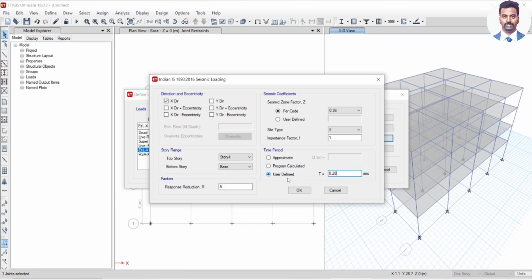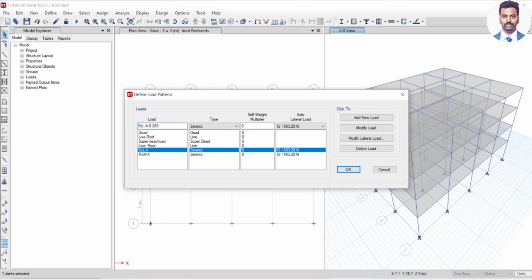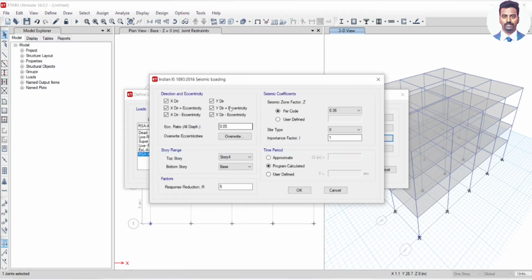If it has been program calculated, it will take the IS 1893 2016 guideline and solve. So that answer will be different. Let us provide 0.28 second. So code in x direction for 0.28 second. So we are using 0.28 second as the natural period. Response spectrum analysis. Here also you can modify. For this you are applying the load in x direction.